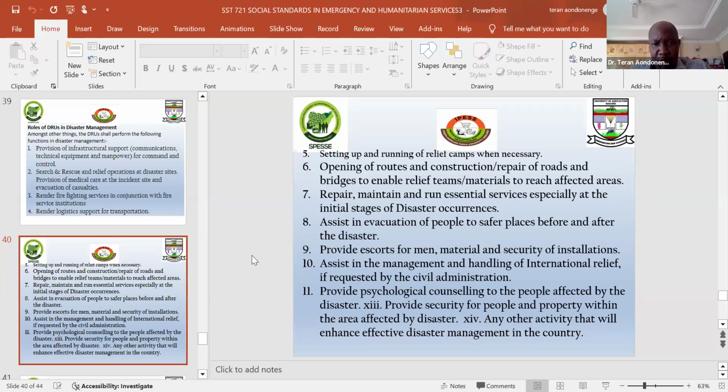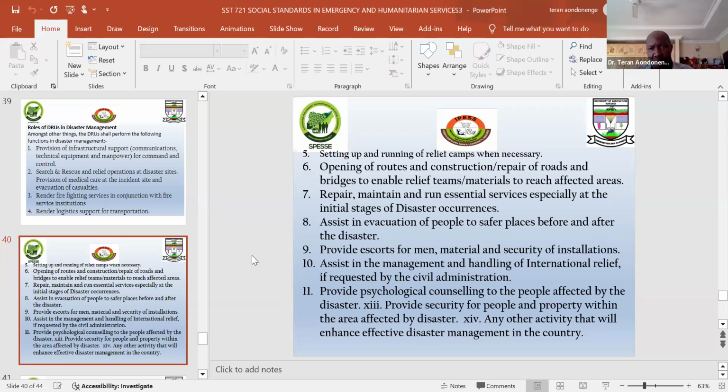They also assist in the evacuation of people to safer places before and after the disasters. They provide escort for men, material and security, and then any kind of installation. They assist in the management and handling of international disasters if requested by the civil administration. They provide psychological counseling to the people affected in disasters. They provide security for people and property in the very affected areas.